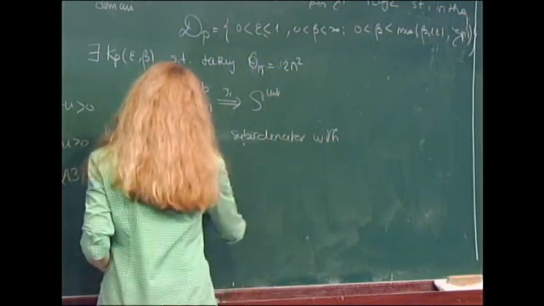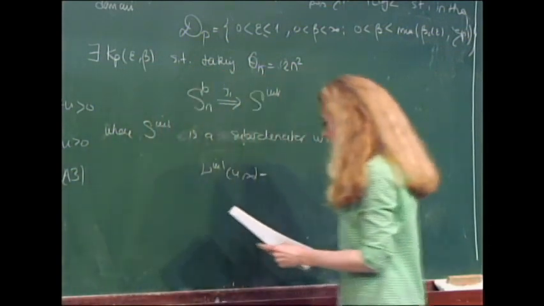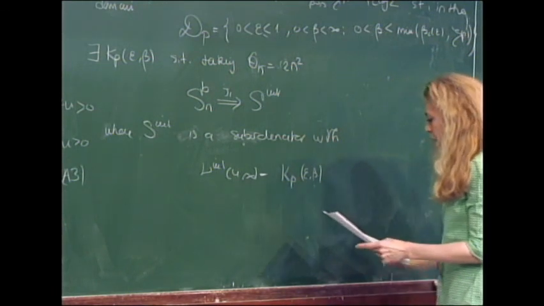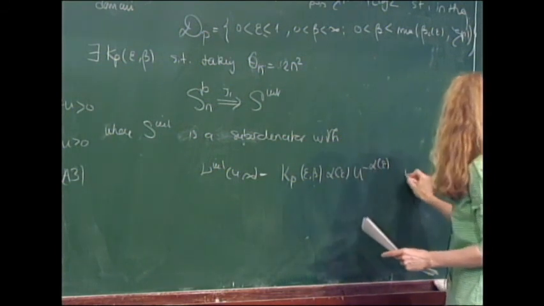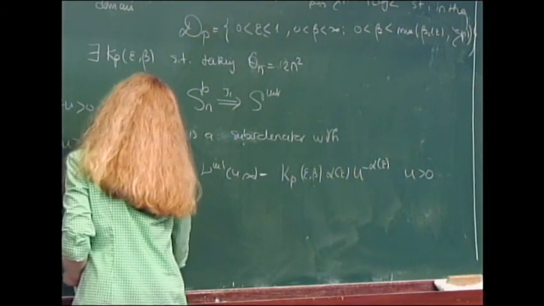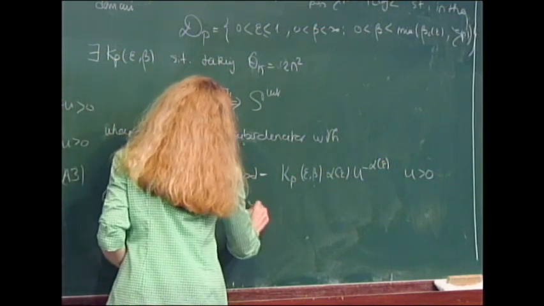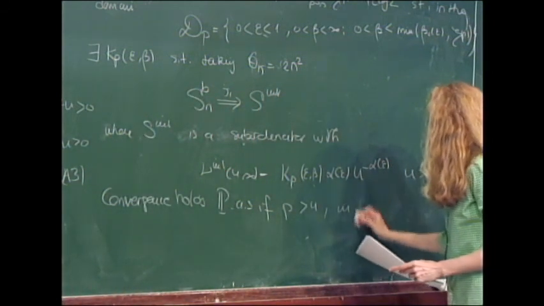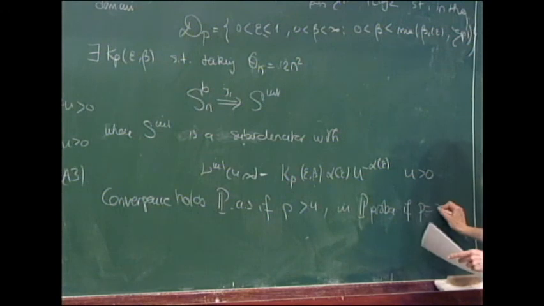With Levy triple as usual, 0, 0, new intermediate, and new intermediate of u infinity is, so cap p of epsilon beta times alpha of epsilon u to the minus alpha of epsilon. And this convergence holds P almost surely if p is larger than 4 and in P probability if p equals 3 or 4.